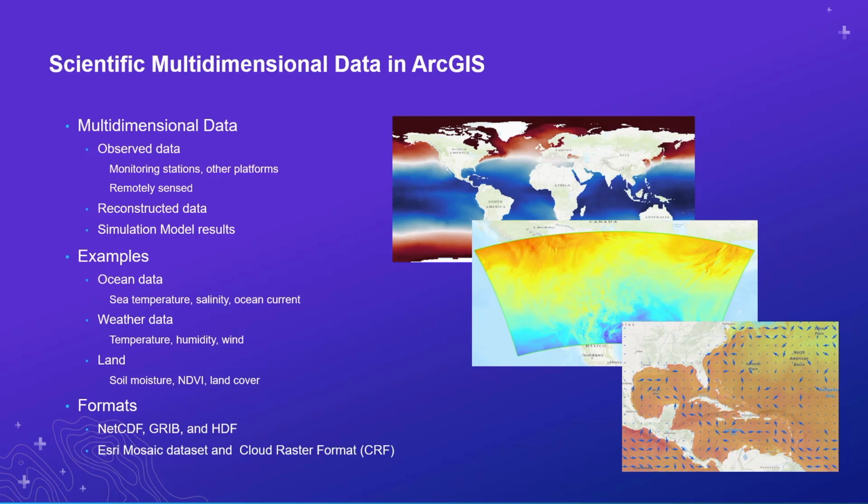Some of these data are coming out of the simulation model. So these are also multidimensional data, but these are simulation model results or model results. Some examples of this data in the ocean could be sea surface temperature, salinity, ocean current, etc. In weather, it could be temperature, humidity, wind speed. On land, it could be soil moisture, NDVI, or land cover. This data is usually available in netCDF, GRIB, or HDF format. In Esri, we also have multidimensional data formats, like Mosaic dataset and cloud raster format, through which we can manage this data.